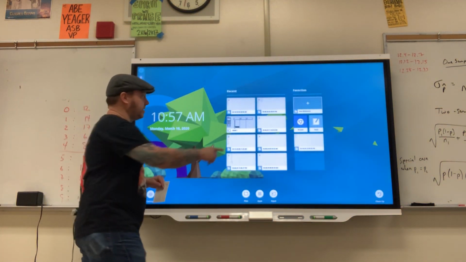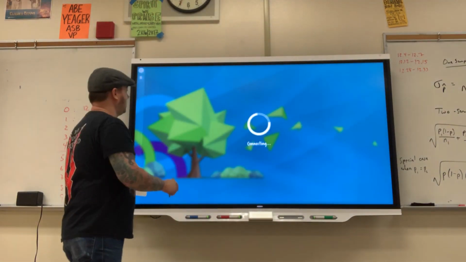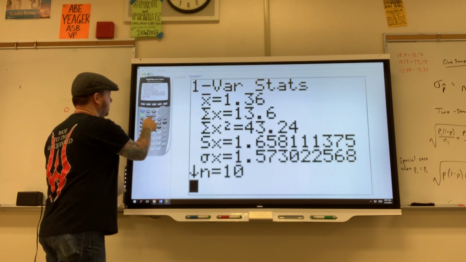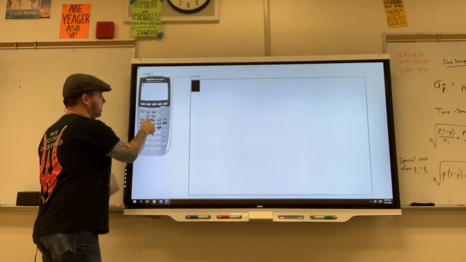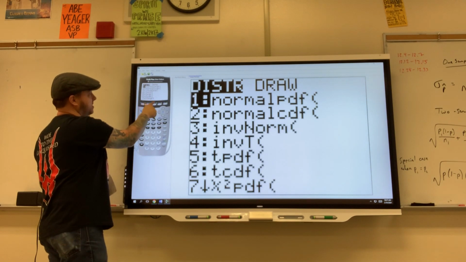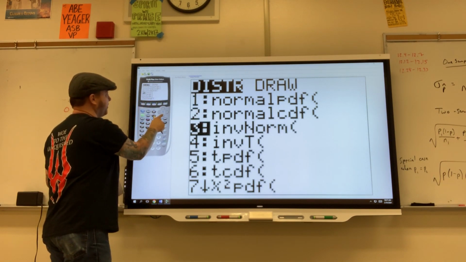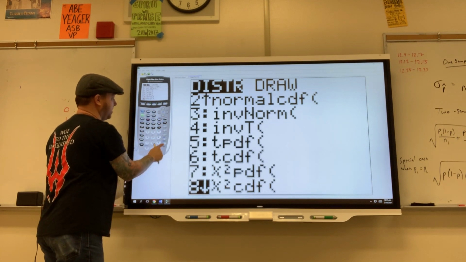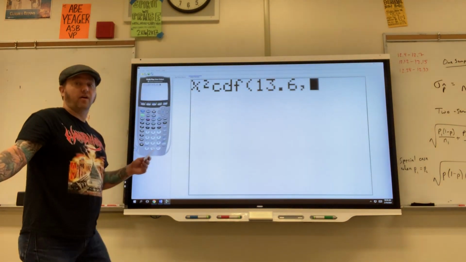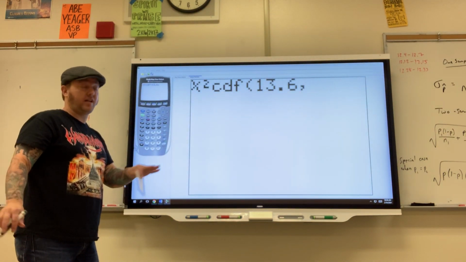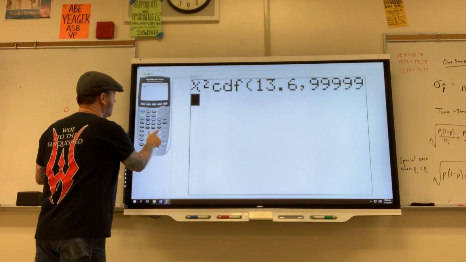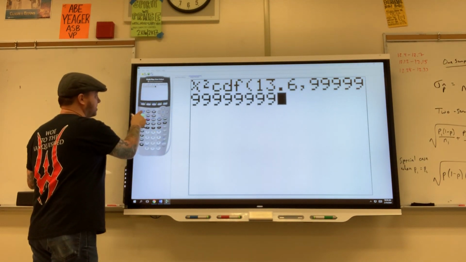So just looking at the calculator, let's hit second vars, which is the distribution menu. There it is, chi-square PDF. So CDF should be number 8. There it is. Chi-square CDF, we said 13.6. Now, this is a weird one with infinity here, so just do a ridiculously big number. I've seen some people do this.